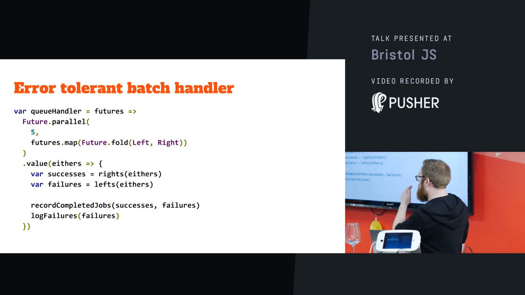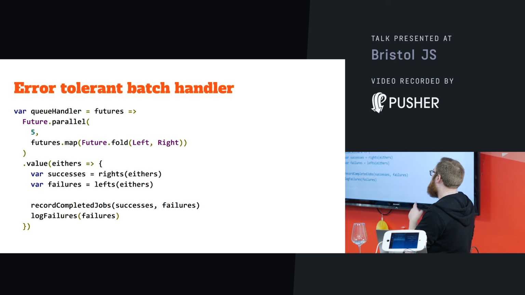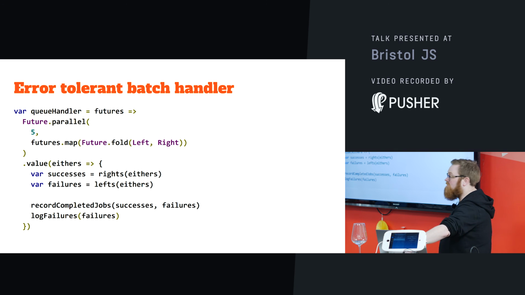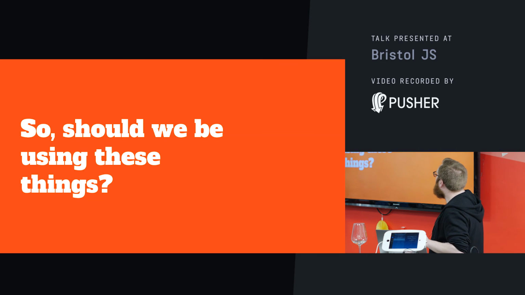So there's a tiny amount of code using simple principles, using this grammar of algebraic data types. I've created a simple, reusable system for giving me an error-tolerant queue. I'm really, really pleased with that. So, we're into the conclusion-y part. Should we be using these things?